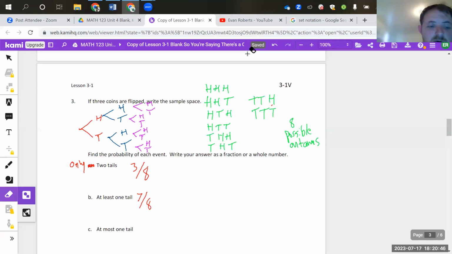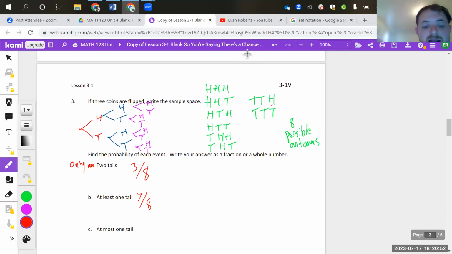And then lastly here, at most 1 tail. So you could have no tails because it says at most 1. So you could have no tails, which would be head, head, head. And then you're just circling anything that only has 1 tail in it. Which I think is just those 4, which would be 4 out of 8. And then you definitely want to reduce that down to 1 out of 2. So if you're looking to make some money, and you had to bet, you'd probably want to pick part B because you have the highest chance of getting at least 1 tail, a 7 out of 8 possibility.